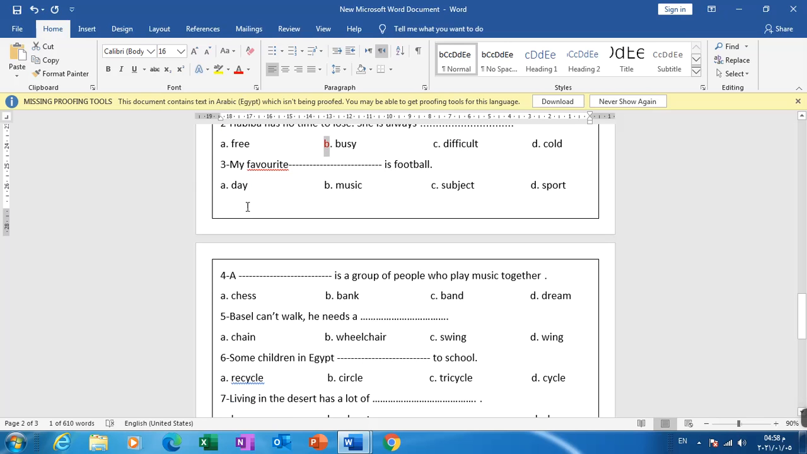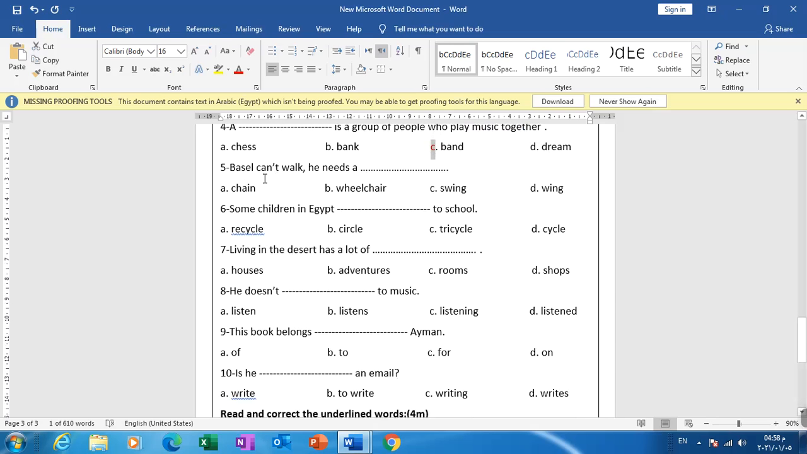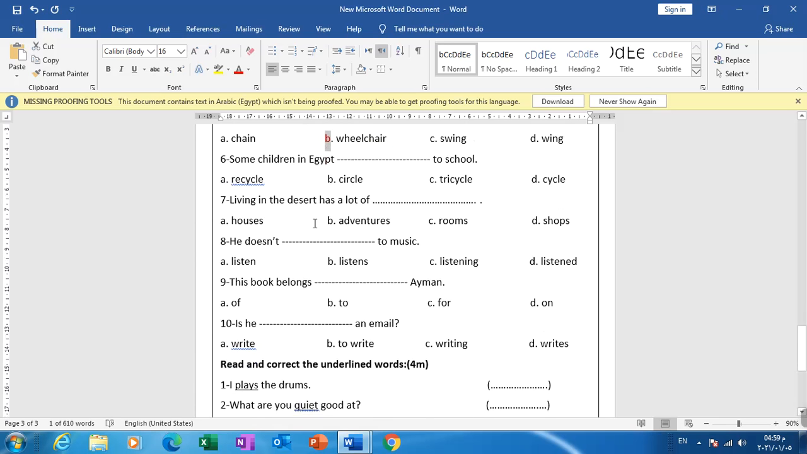Number 3. My favorite space is football. Day, music, subject, sport. Football is a sport, so here we will choose sport. My favorite sport is football. Number 4. A space is a group of people who play music together. Chess, bank, band, dream. Band. Okay. Number 5. Basil can't walk. He needs a chair, wheelchair, swing, wing. Wheelchair.